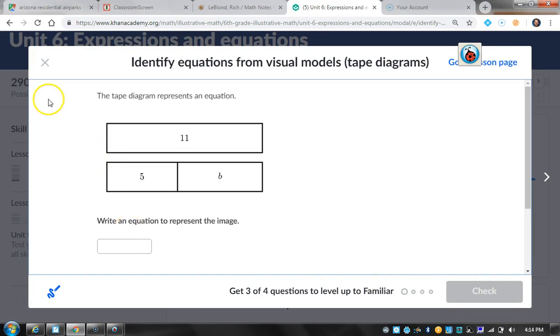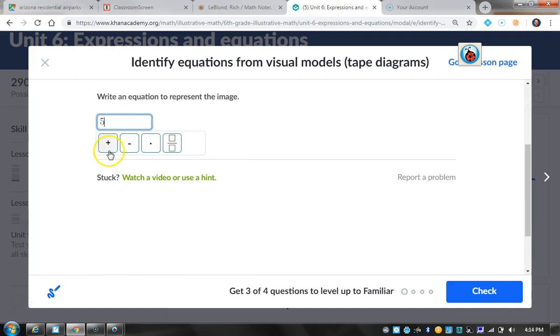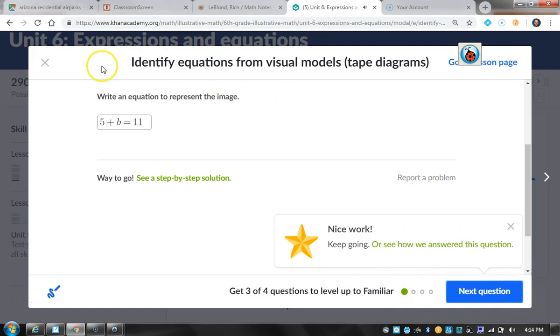Alright, so here it says write an equation to represent this image, and so notice the word equation. It is saying 5b, and they're connecting these, and the first thing that I think of is going to be 5 plus b. So 5, add to that the letter b, is going to equal, and I think it said 11. I don't know, I can't remember. I'm not too lazy to scroll up, check it. Yay, I got it right.